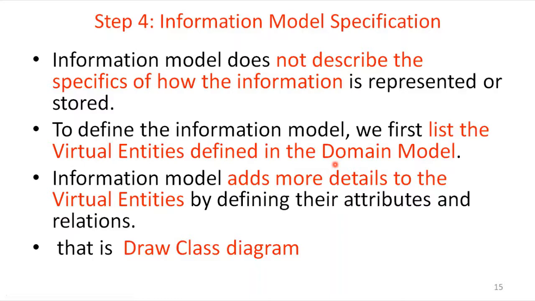To define the information model, first list the virtual entities defined in the domain model. What are the virtual entities here? That means, based on a physical entity, you will identify the virtual entity. The information model adds more detail to the virtual entities. Why? Because for a particular physical entity, there exist attributes and there exist relationships between different attributes. For that, you will get more detailed information.